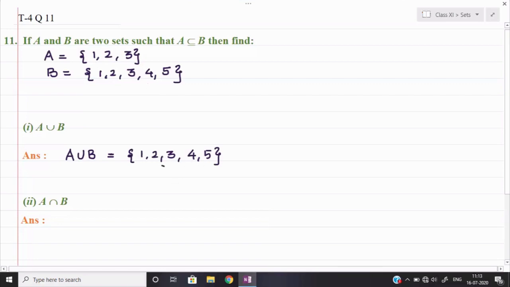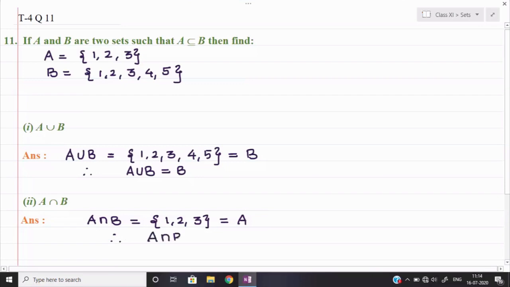But now you see, if I write down all these elements, 1, 2, 3, 4, 5 is actually equal to set B. So here I can say that therefore A union B is equal to B. Similarly, now let us see A intersection B, means we shall find the common elements between A and B. Between A and B, what are the common elements? 1, 2 and 3, and 1, 2, 3 is equal to set A. So here we can say that therefore A intersection B is equal to A.